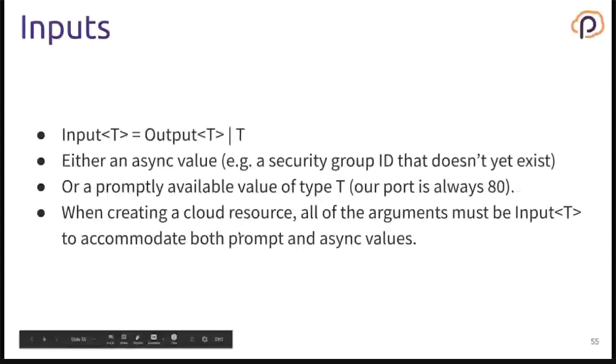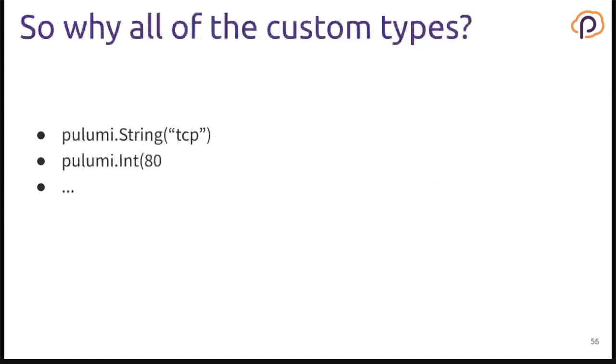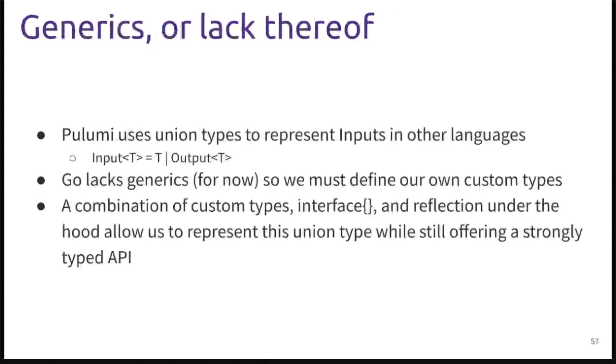So an input of T is either an output of T, so either that eventual value, or a promptly available concrete instance of that type. So this could be an async value, that security group ID that doesn't exist yet, or it could be that port that we've already defined, port 80. So when creating cloud resources, all these input arguments must be input of T to accommodate both prompt and async values. So everything feeding into a resource when you create it in Pulumi is an input, and everything that comes out is an output. And so, why all these custom types? Everything comes back full circle, right? This goes back to our lovely generic questions that we talked about at the beginning of the meetup tonight.